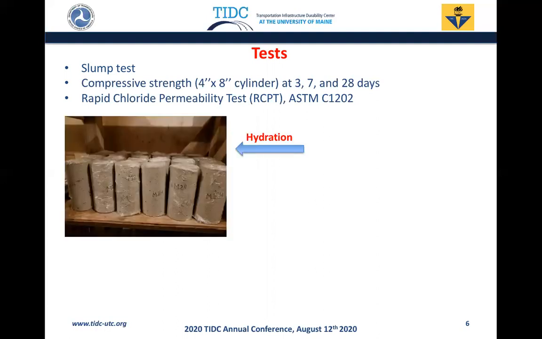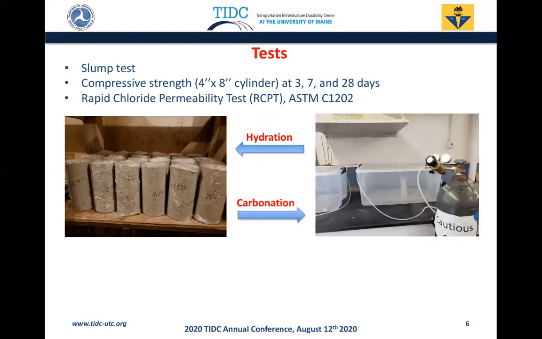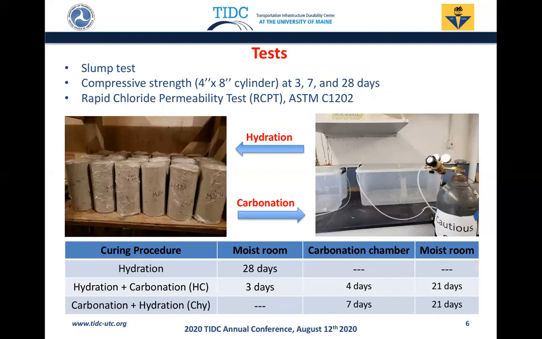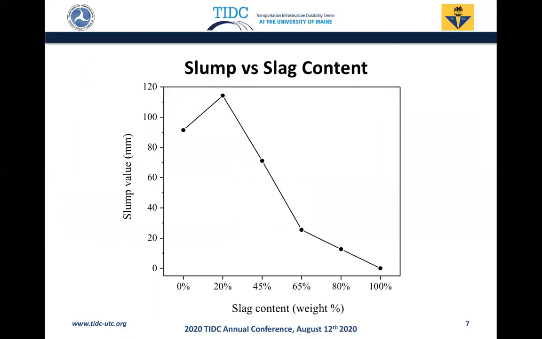This is a picture of our hydration process, and this is a picture of our carbonation curing, where we use a carbonation chamber for curing the cylinders. We have 3 curing procedures: hydration, 4 weeks in moist room; hydration plus carbonation, 3 days in moist room, 4 days in carbonation chamber, and 3 weeks in moist room; and carbonation plus hydration, 1 week in carbonation chamber, and then 3 weeks in moist room. So in total we have 3 curing procedures.